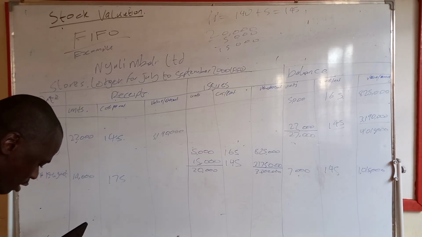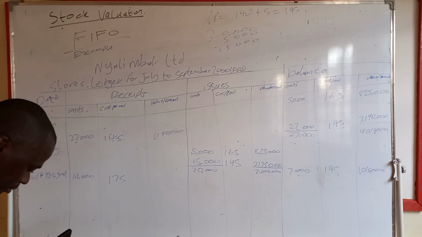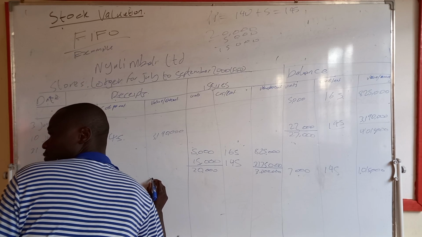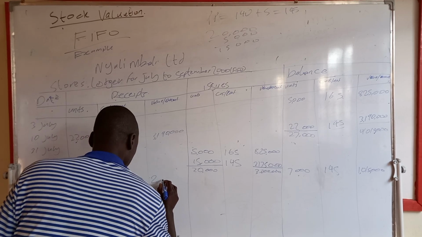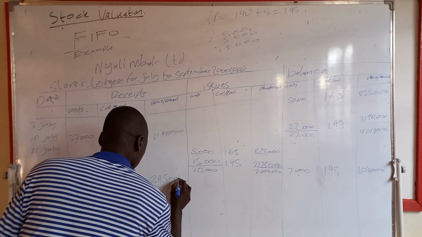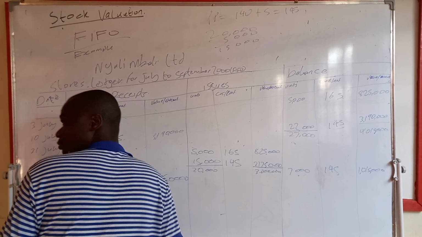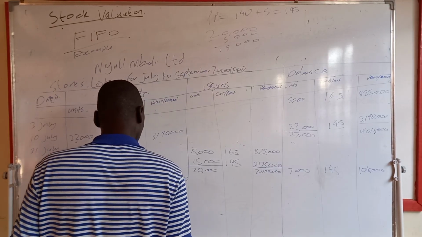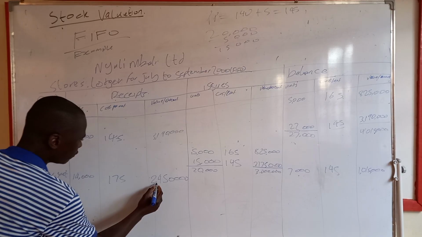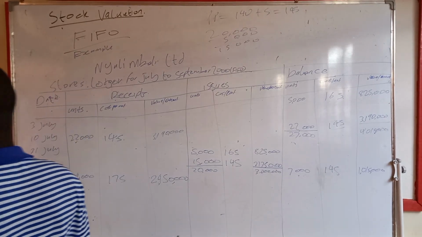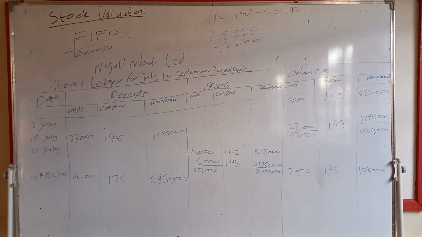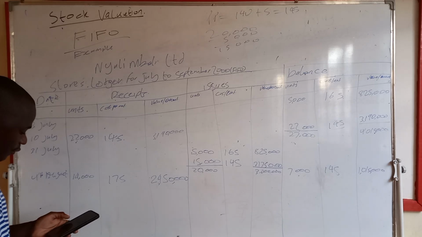14,000 times 175. That is 2,450,000. Let us continue.